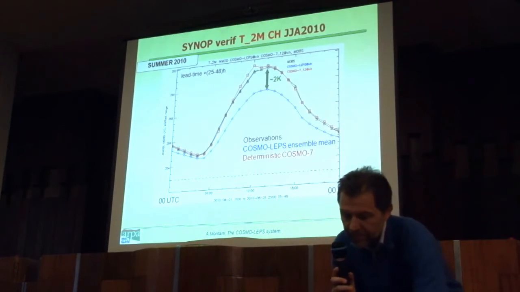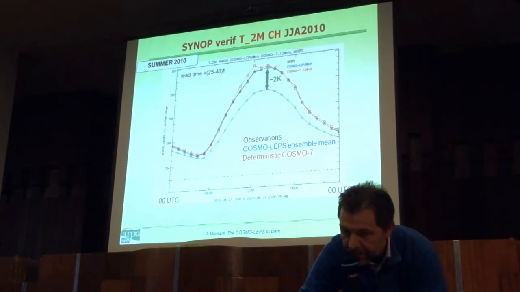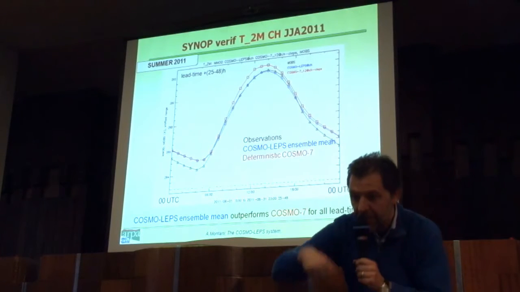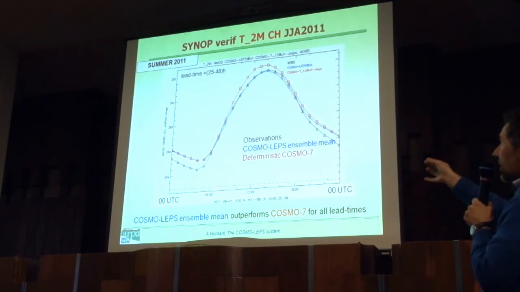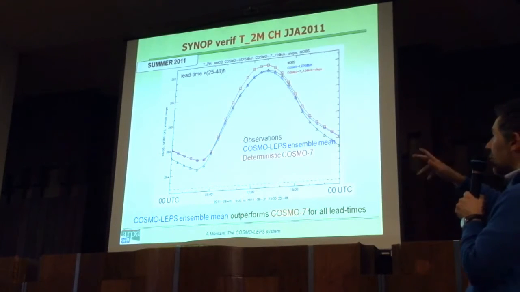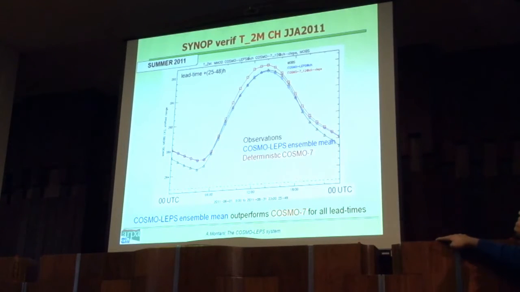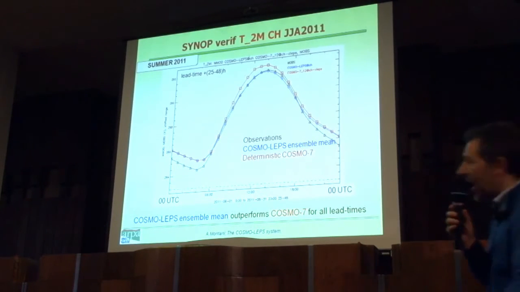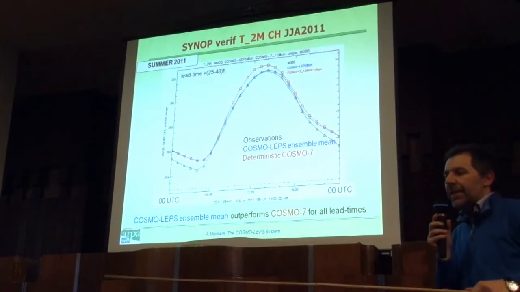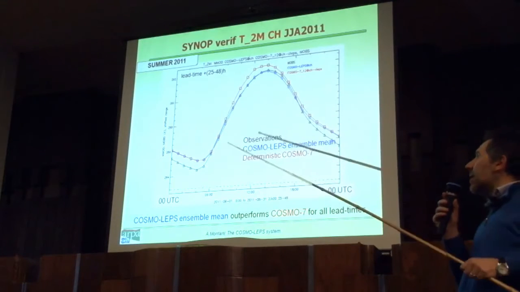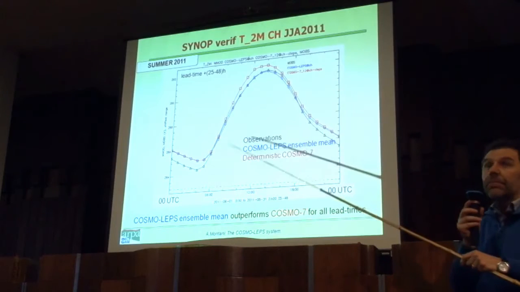And the following year, we had a reverse situation. We can see the jump here, just to have an idea. The following year, after the change, we can see that this time the blue line was closer to the observation, which are black. So we can see that the Cosmo-LEPS ensemble mean was outperforming the deterministic run for all the lead times, which are between day 1 and day 2. So, this may mean that maybe the year 2011 was less predictable than the year before. It's not conclusive of anything, but Andrea, yeah.